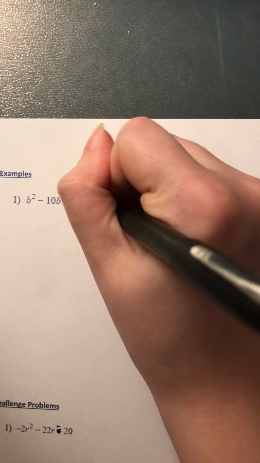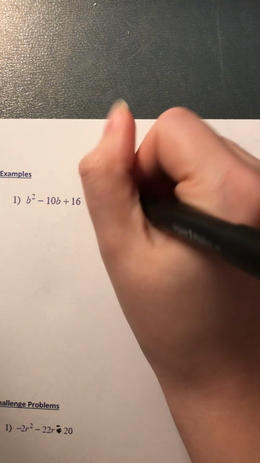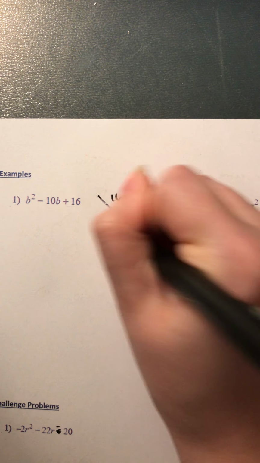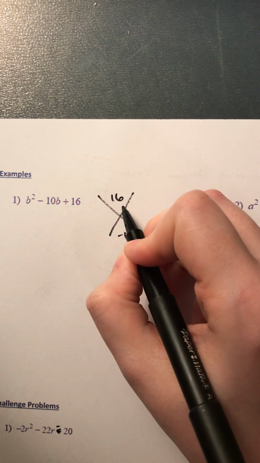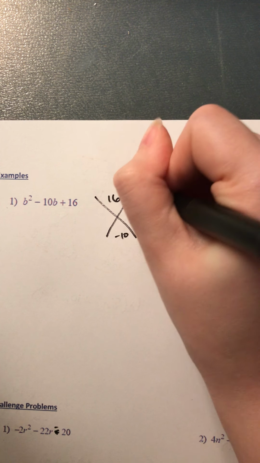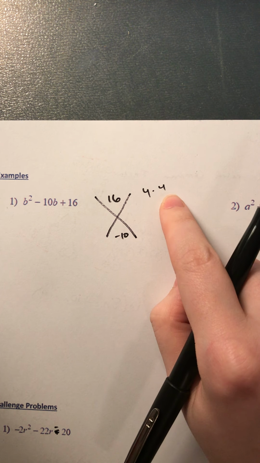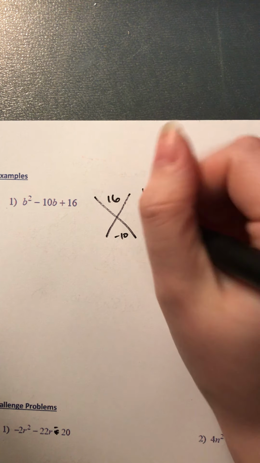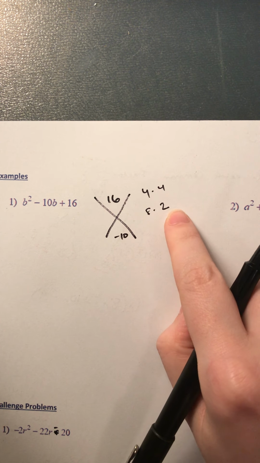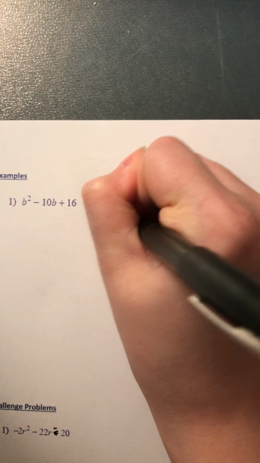All right, so I'm going to set up my diamonds. Multiplies to 16, adds up to negative 10. So let's think about what multiplies to make 16. 4 and 4. Well, 4 and 4 don't make 10, so that's out. 8 and 2. Oh, 8 plus 2 makes 10. Sweet. So 8 and 2.